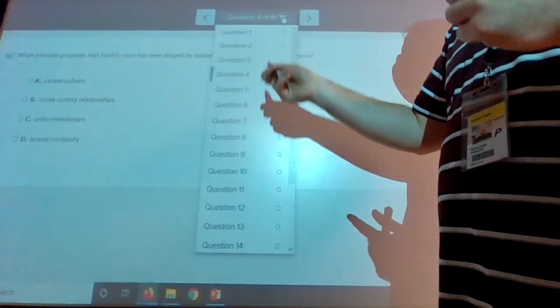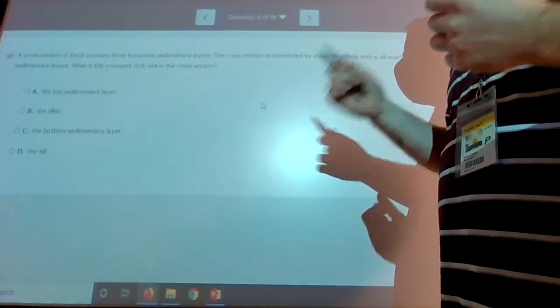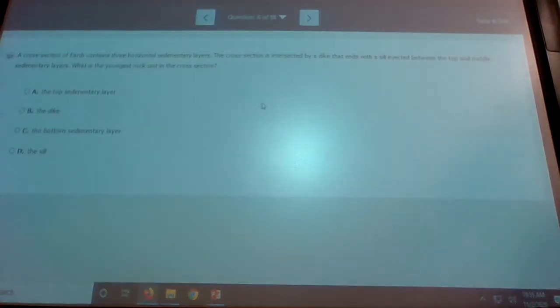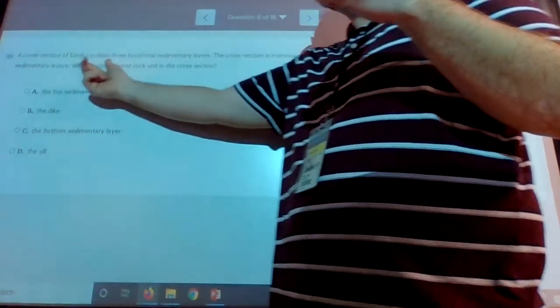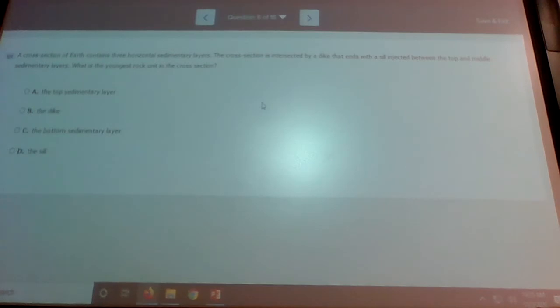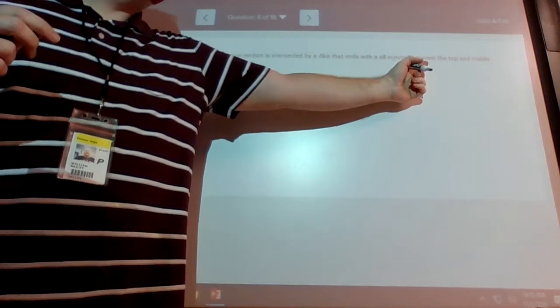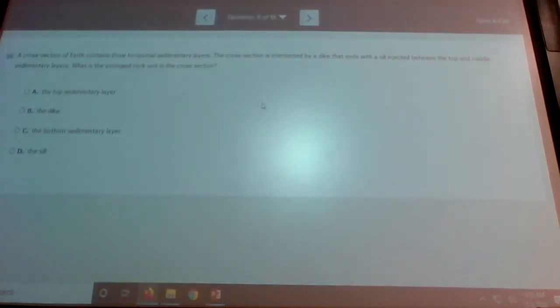Let's see, number 6. I don't remember what these were, but I wrote them down. All right, this one's actually kind of wrong. It says, a cross-section of the Earth contains 3 horizontal sedimentary layers. We've seen this before. You have your cross-section of the Earth, your 3 layers. Then the cross-section is intersected by a dike that ends with a sill injected between the top and the middle layer. So you have a dike that comes up here and a little sill that comes out in between the top and the middle layers.